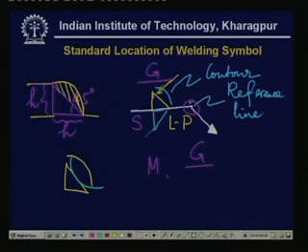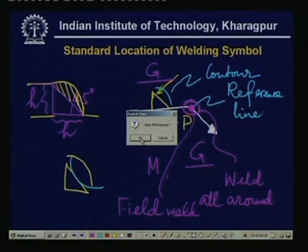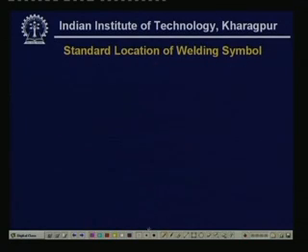Here we have this kind of symbol that is weld throughout, that is weld all around, and if instead this is given, this is called the field weld. So this is the symbol which is called weld all around, and this one is the field weld. So these are the symbols used for the welding. Now let us look at an example.